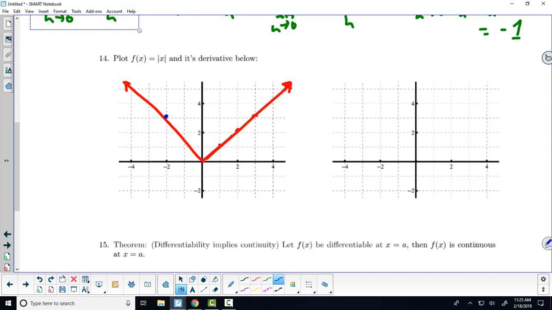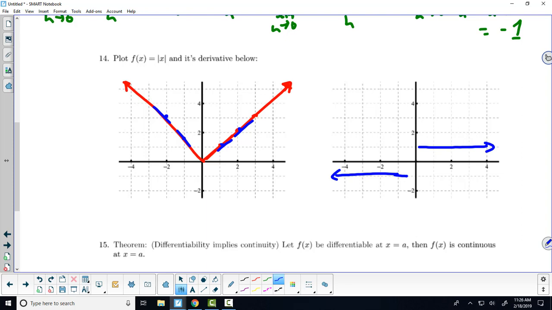If I put a point right here and ask you what's the slope of that blue line, that slope is -1. What if I move it over just a little bit? What's the slope of that blue line? Still -1. What if I put it here? +1. What if I put it here? So what we find is that the graph of the derivative of the absolute value function looks something like this.